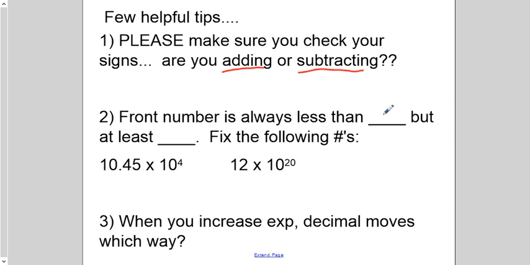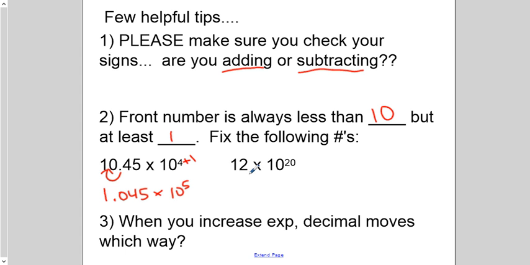Now, the front number is always less than 10, but it has to be at least 1. So when you look at this number right here, it kind of looks like scientific notation, but this decimal's in the wrong spot. We had to slide it back 1. So to fix it, it would be 1.045. Okay, because it's at least 1, but it can't be 10 or more. And so since I slid it back 1 spot, we've got to add 1 onto the exponent. So this would be 1.045 times 10 to the 5th.